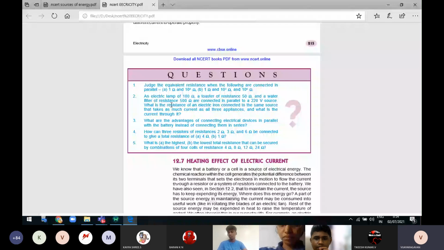The next option is to go for parallel. If I go for parallel, 1 by 2 plus 1 by 3 plus 1 by 6. What is the LCM there? The LCM is 6, so I get 3 plus 2 plus 1 by 6, which is 6 by 6, so I get 1 ohm. So when I connect all these resistors in parallel, I can get 1 ohm. So the B section answer is over.